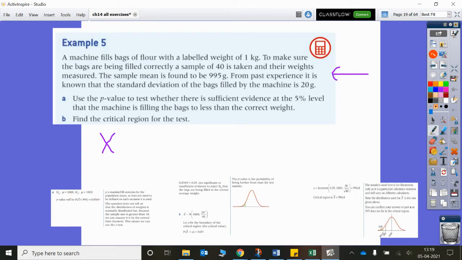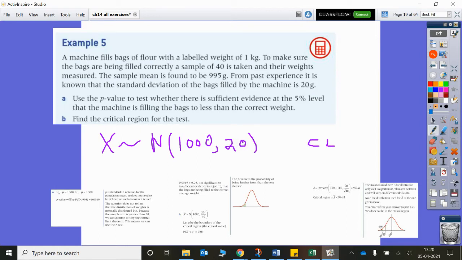They haven't actually defined X to be a bag of flour chosen from this set of bags of flour. So X is normally distributed with a mean of 1 kilogram, so 1,000 grams, and a standard deviation of 20.